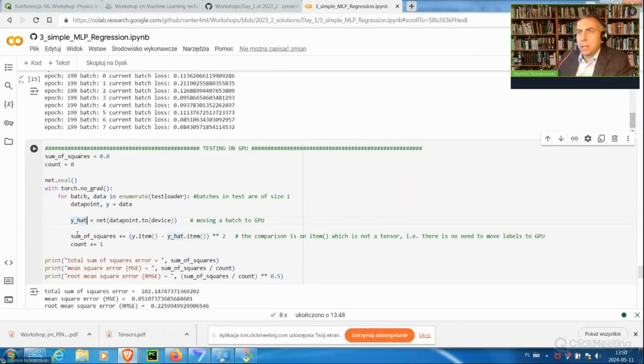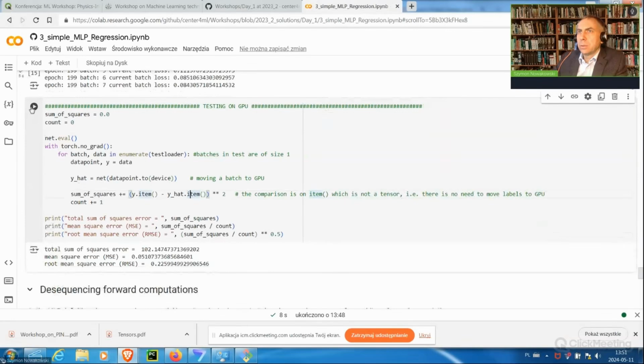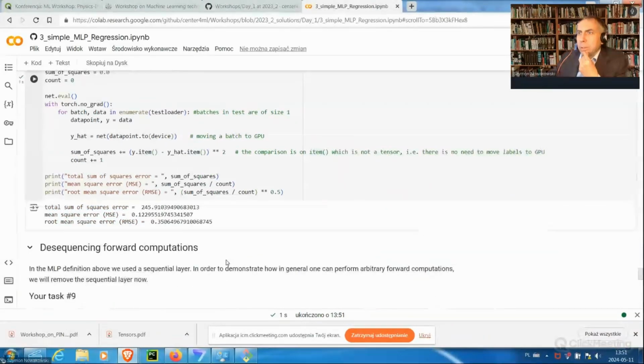So then for the calculation of that sum of squares, we just subtract them and square them, and that's it. We do not have to put the labels on the same device because this calculation happens on the CPU already. Again, this is on a GPU, but when we take item out of y hat, it gets back to the CPU. And look, it will be faster too. We get some higher mean square error, but that's it.